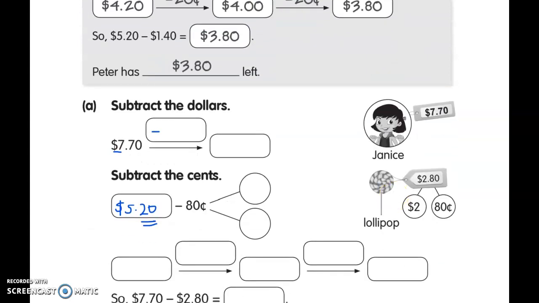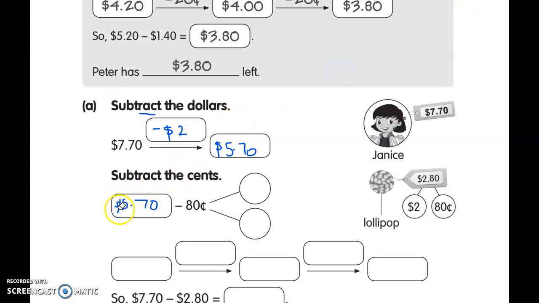Okay, so now let's put this into action. $7.70, Jenny bought a lollipop, is $2.80. So same thing, split into dollars and cents. Step 1, subtract the dollars. So let's subtract the dollars first, which is $2. So what is $7.70 minus away $2? It is actually 7 minus 2 is 5, so $5.70. Okay, so now let's write here $5.70. Alright, remember your dollar sign.